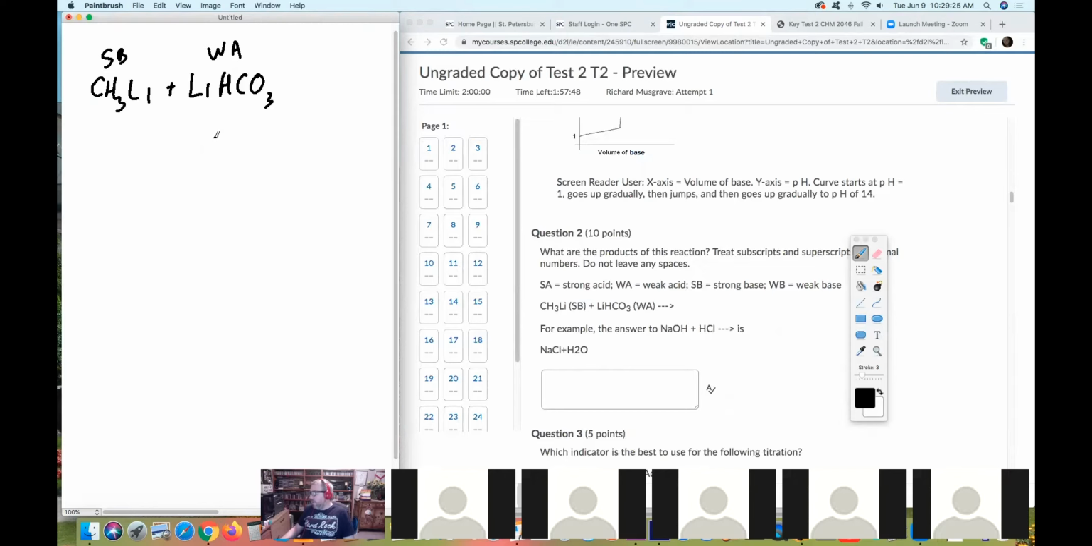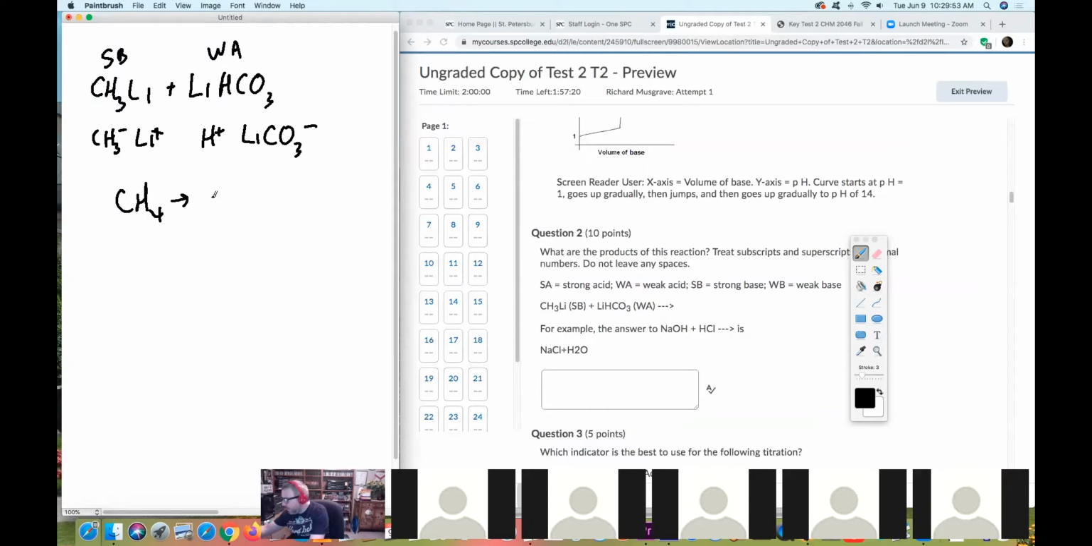Rebecca, if it's an acid, it's always going to split up the same way. We're always going to get that H plus out of the acid, which is what's kind of tricky about this one. With the base, I know it's going to split into CH3 minus and Li plus, but the acid is going to split into H plus and then LiCO3 minus. So then when they join together, we get CH4 and we get Li2CO3.